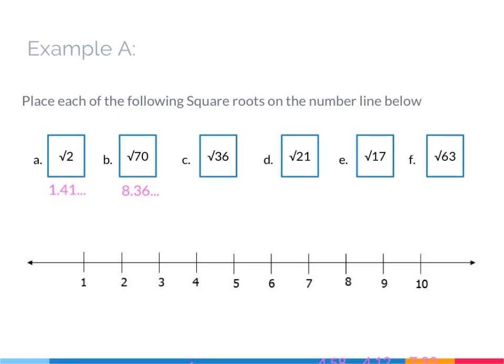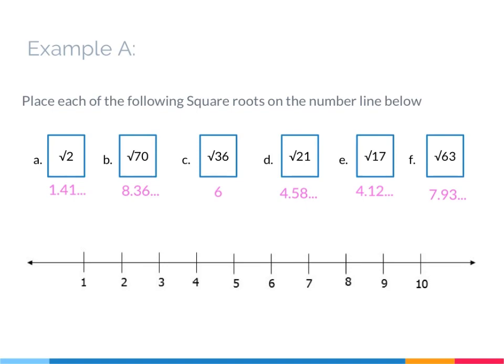The square root of 36 is a perfect square, and that is 6. The square root of 21 is not, and I get 4.58, and so on and so forth. The square root of 17 is 4.12, and so on and so forth. And the square root of 63 is 7.933. Now that I've figured out all of my square roots, I'm going to have to place them on the number line, because that is what the question asked me to do.